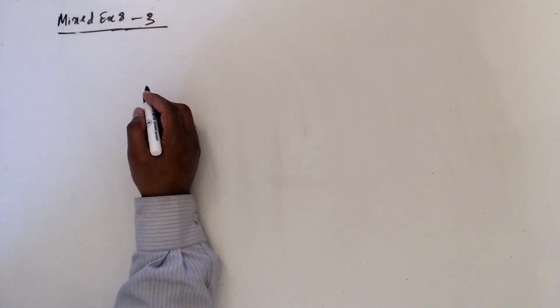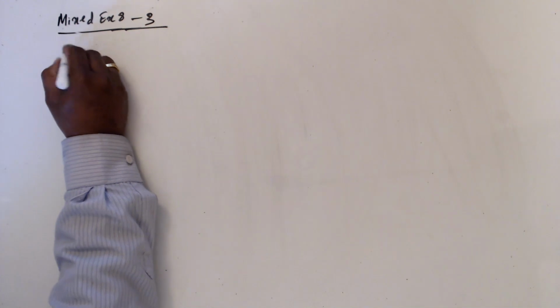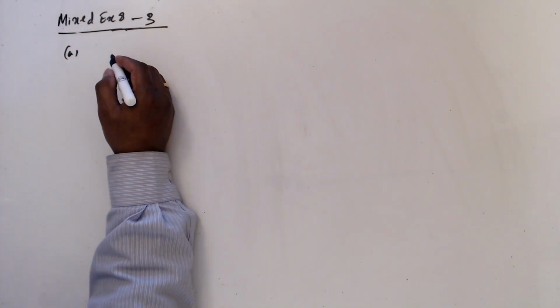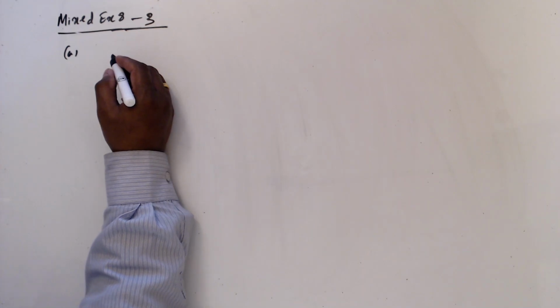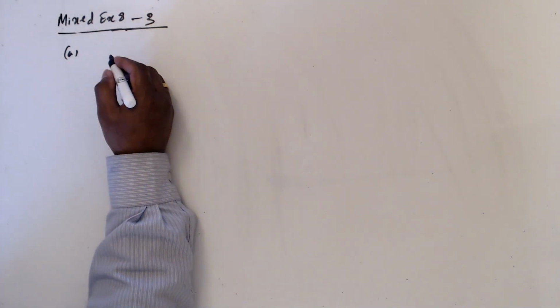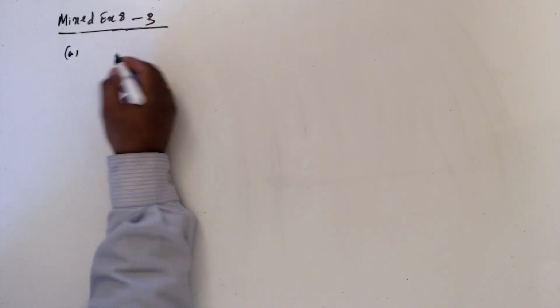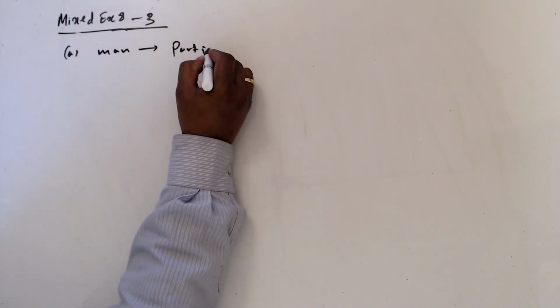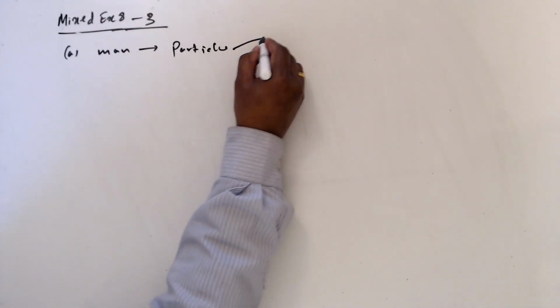Question number 3. Make a list of assumptions you might make to create a simple model of the following. Part A. The motion of a man skiing down a snow-covered slope. So the man is a particle.